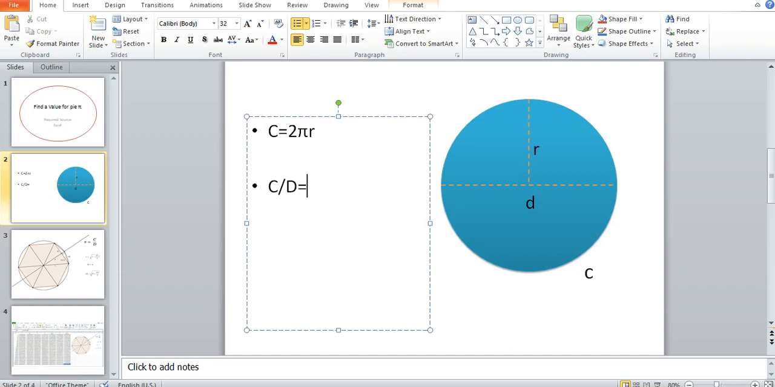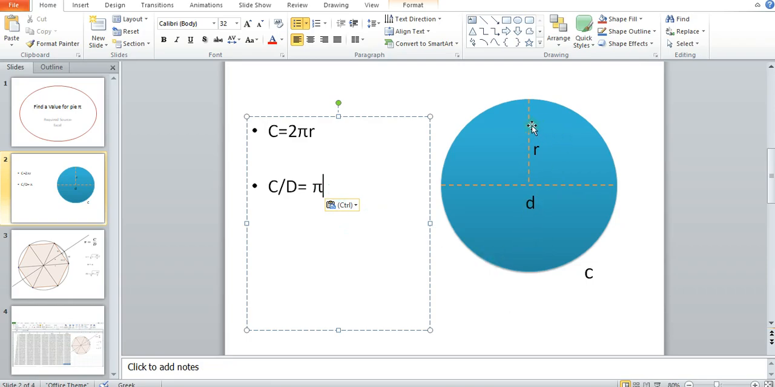So that value we have identified as pi. This pi is not changing, it's a constant value. It's not an integer value, it's a decimal value, but it's not changing.